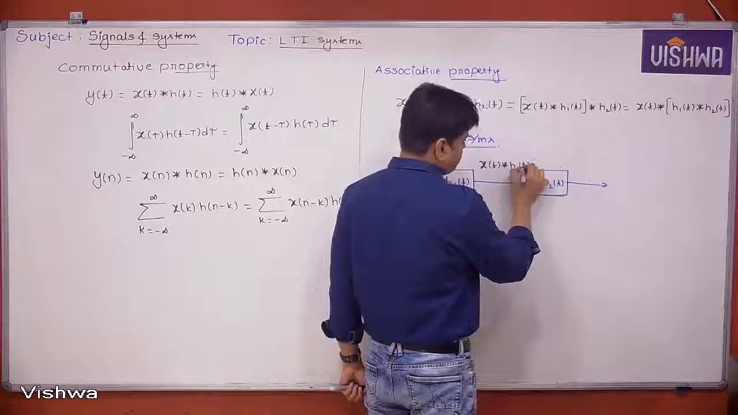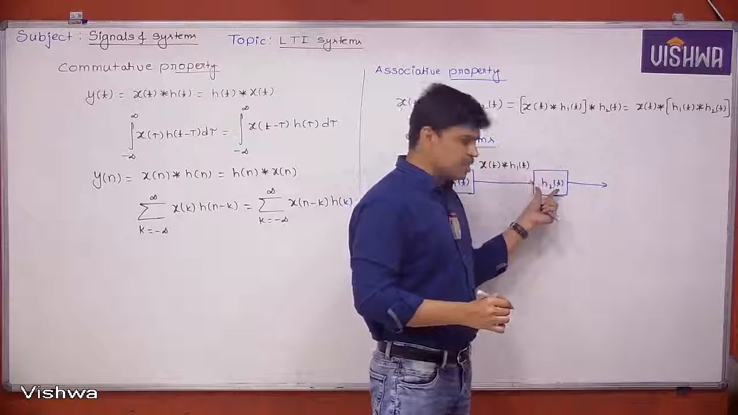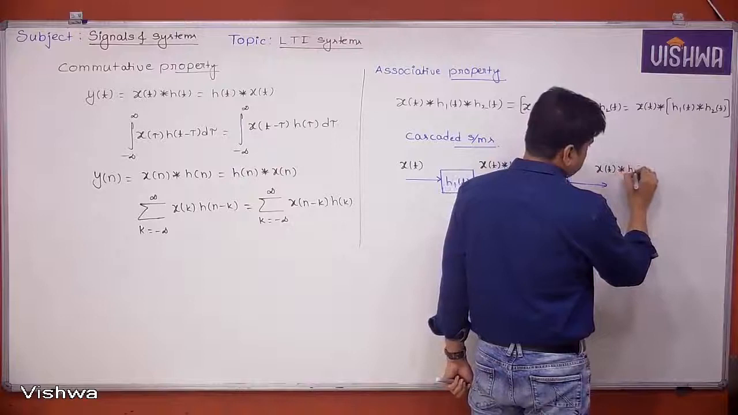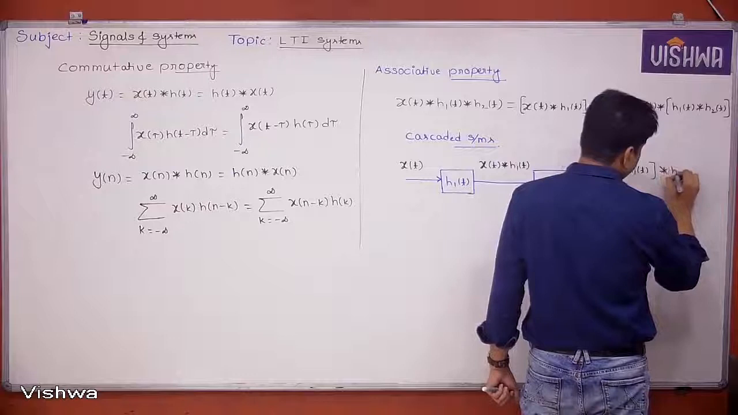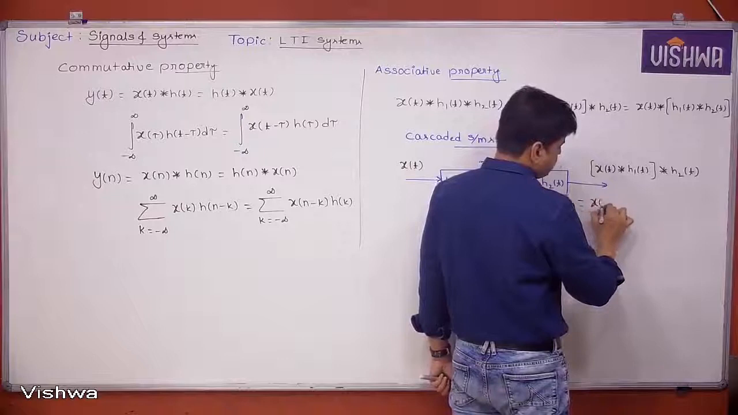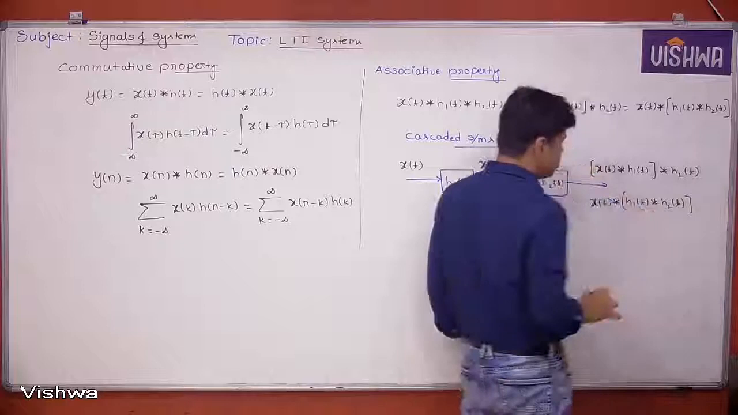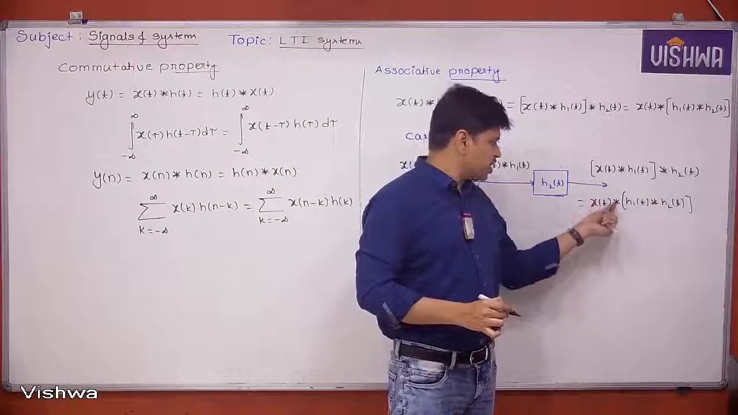Then this is the signal for the second system. That means this is the input for the second system. Then the output is nothing but x of t convolution with h1 of t, whole convolution with h2 of t. From the associative property, I can rewrite this as x of t convolution with h1 of t convolution with h2 of t. That means if the input is given x of t, then we are getting the output as x of t convolution with something.